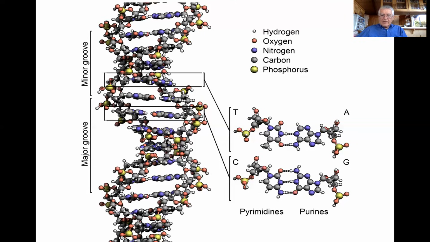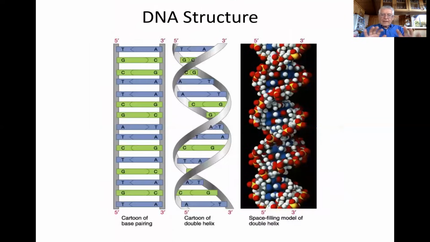So to kind of back away from the atomic complexity of it, what we have is what's called the backbone. And the backbone is basically made up of sugar molecules and phosphates. And then we have the nucleotides, the A, C, T, and G, that are attached to the backbone.